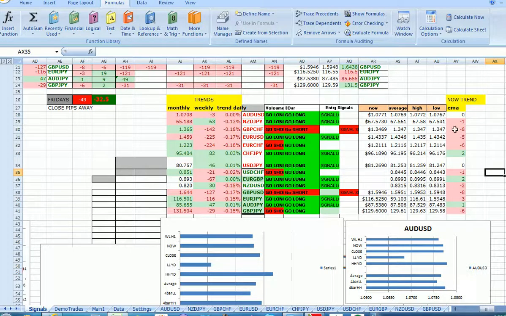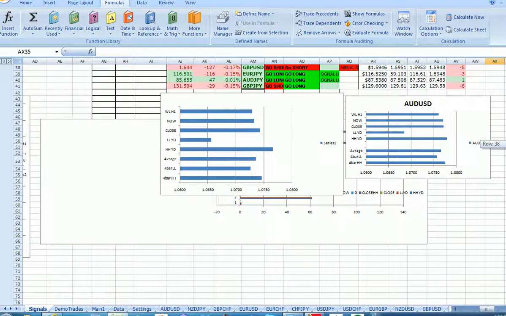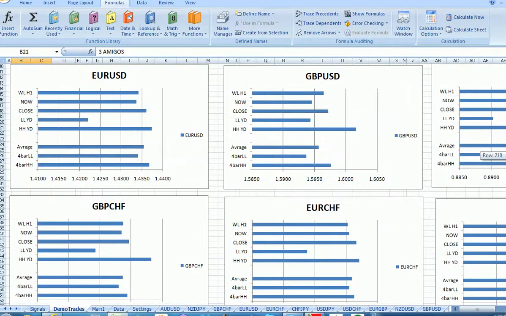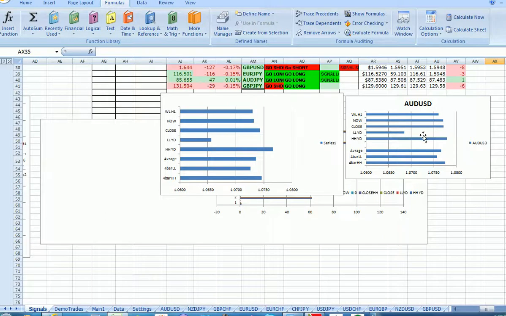Of course, if you're sticking with one currency, you can just plop your chart in here, and it's simply a matter of going into your demo trades, grabbing a chart from here, and just copy and paste it in on your signals. So at the moment I was looking at the Australian dollar. This is for the whole lot, the price now against the closing price, and etc.